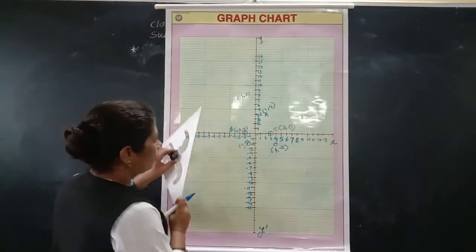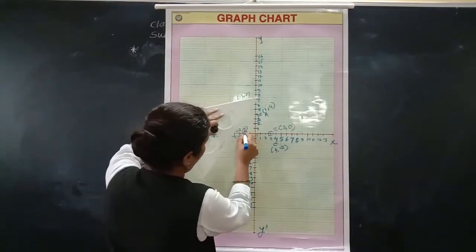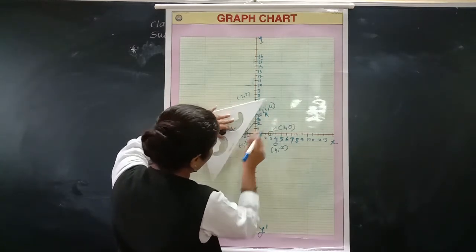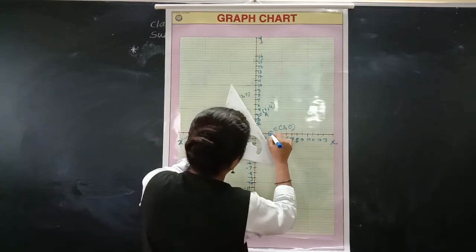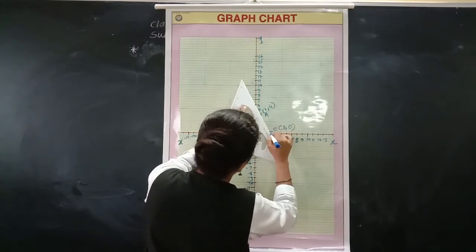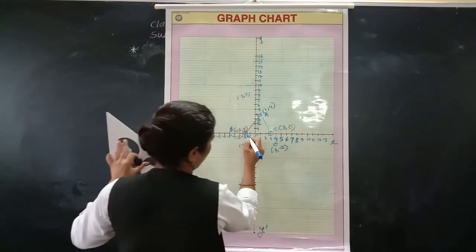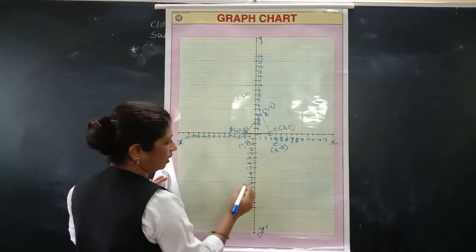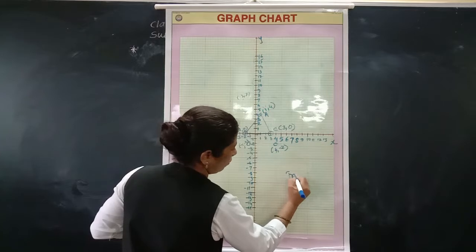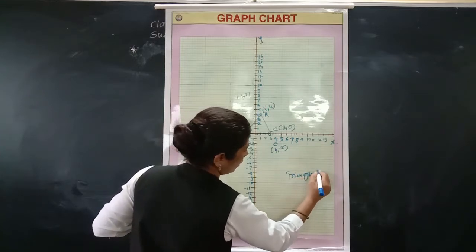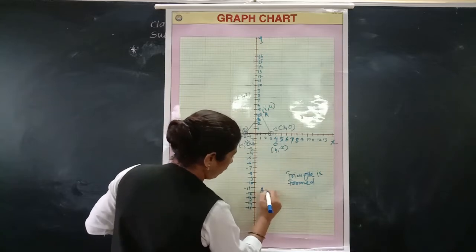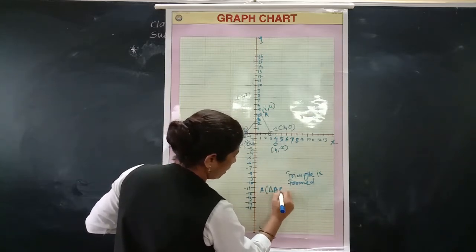Okay, so we will join these 3 points. We have to join these 3 points, and this line is already over here. So which figure is formed here? A triangle is formed, right? That we have to write. Then we have to find the area of triangle ABC.